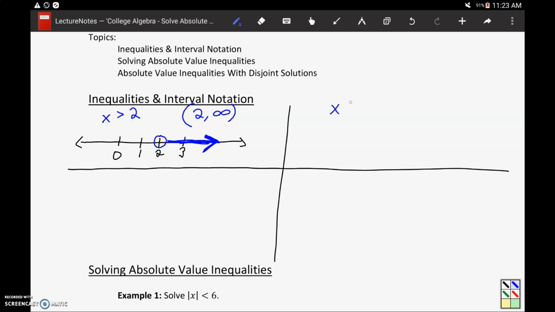If we were to consider a statement like x is less than or equal to 2, this is very similar to what we considered before, but now we have that bar under our inequality sign that means or equal to, meaning 2 would be a solution to this inequality statement.